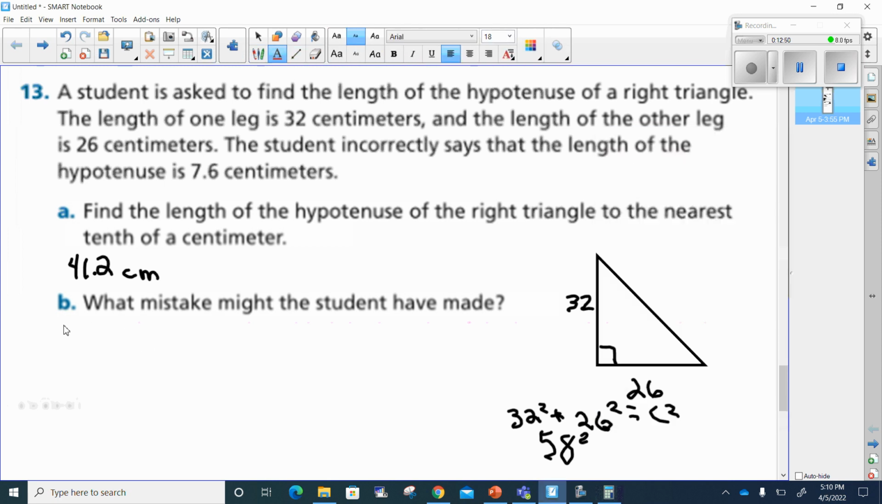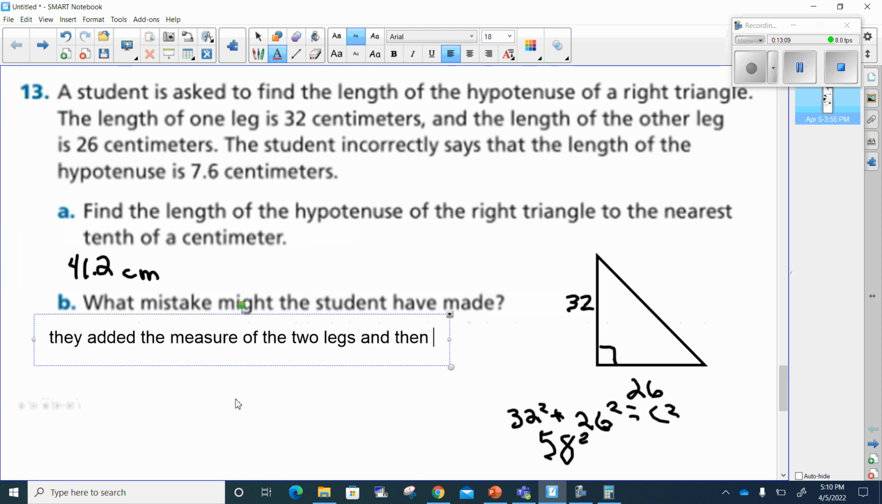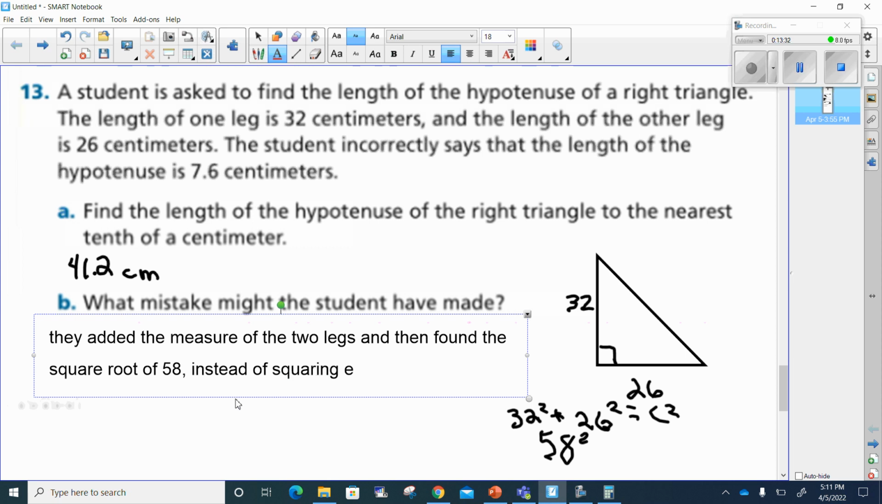So what mistake could they have made? Let's see here. I'm going to say they added the measure of the two legs and then found the square root of 58 instead of squaring each leg and then adding them together before finding the square root.